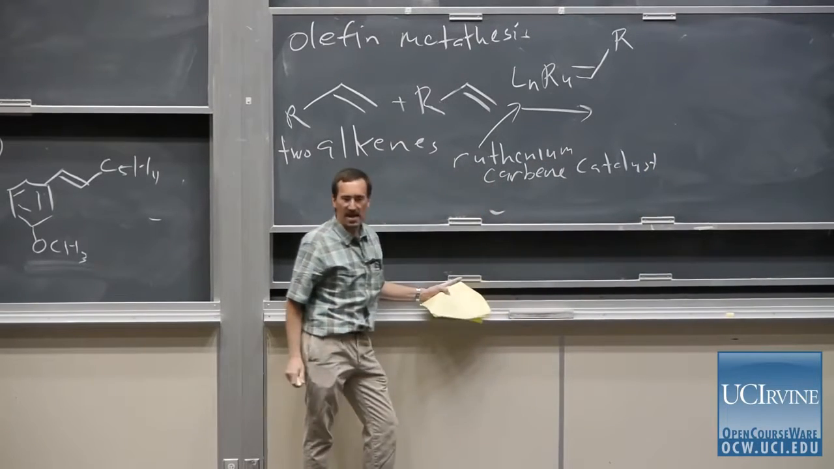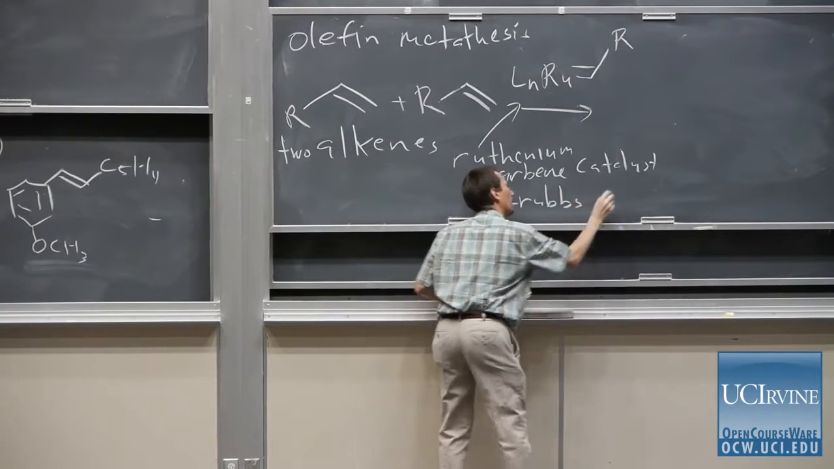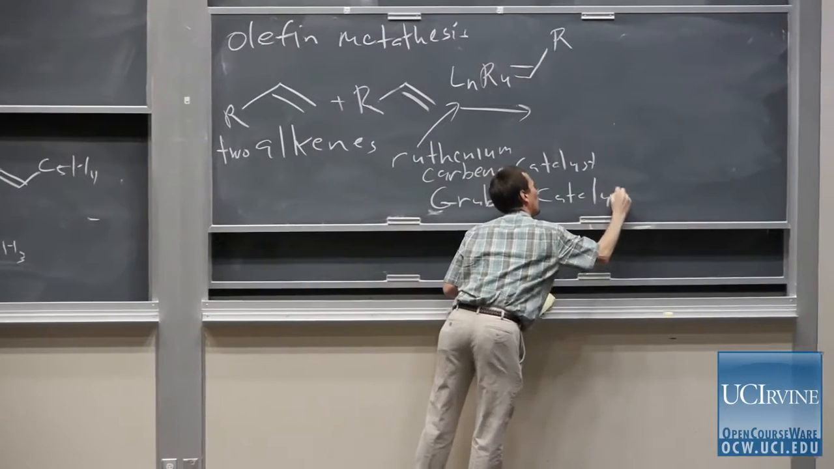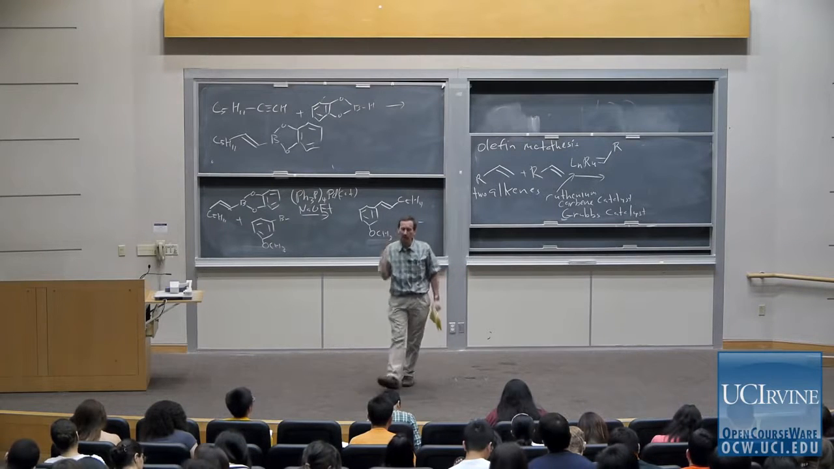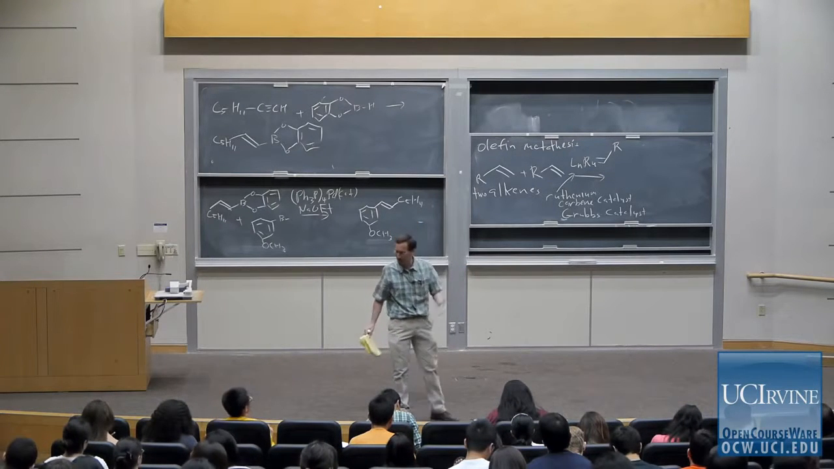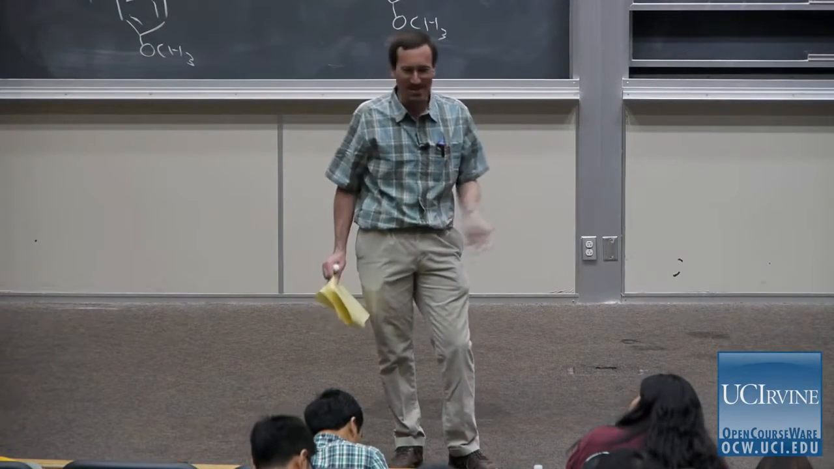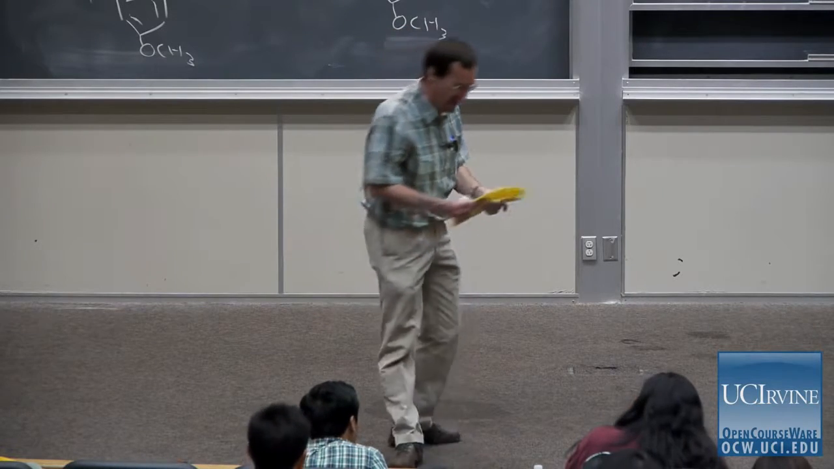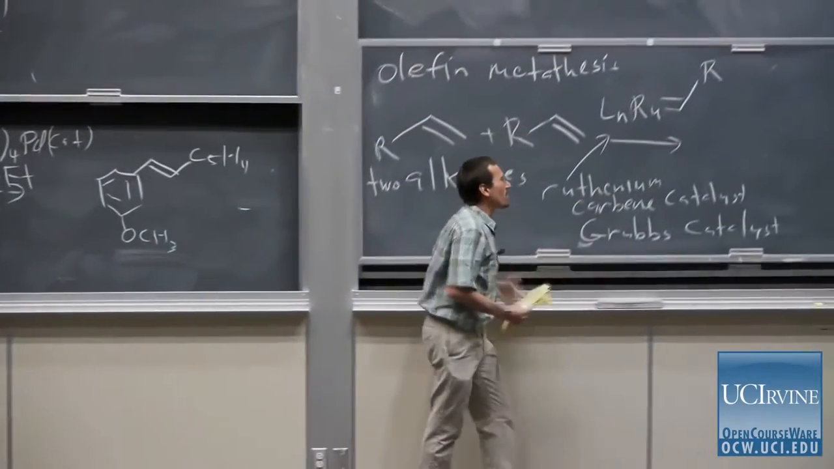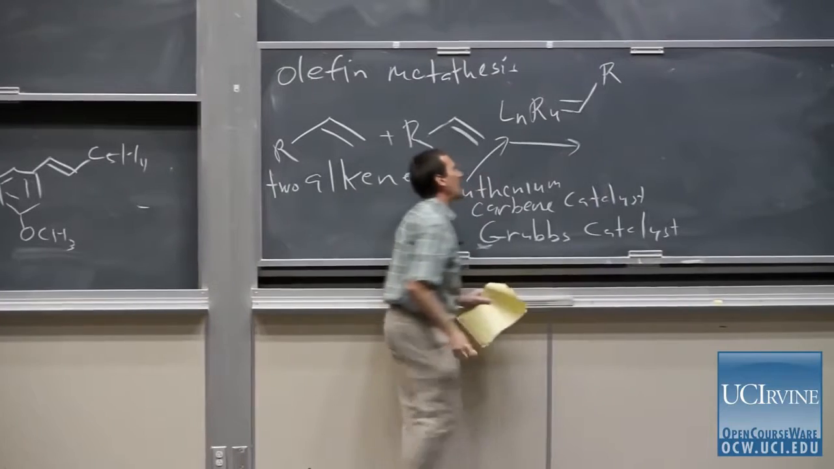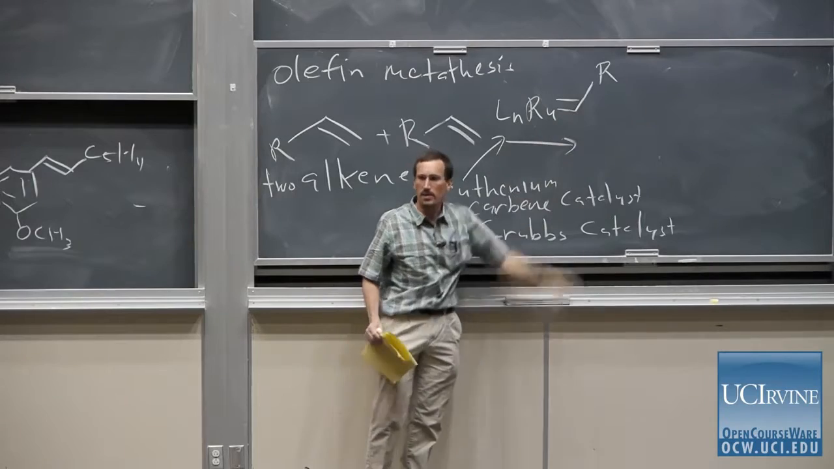The catalyst that these days is used is called Grubbs catalyst, after Bob Grubbs, and because this is such an active area of research in his laboratory, there's a first-generation Grubbs catalyst, a second-generation Grubbs catalyst, a third-generation Grubbs catalyst, as well as Grubbs-Hoveyda catalysts and other variations of it. But the main feature of the Grubbs catalyst, of the ruthenium carbene catalyst, is you have a metal double bonded to carbon.